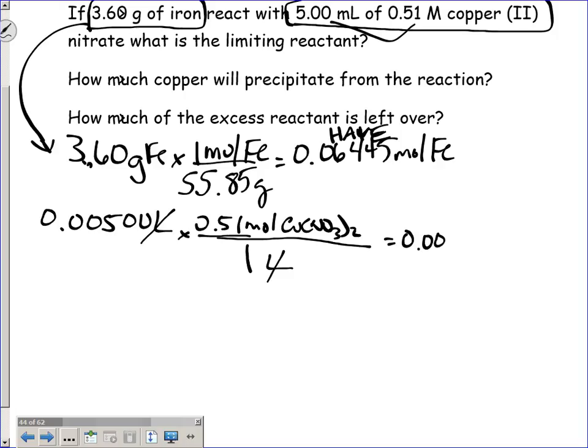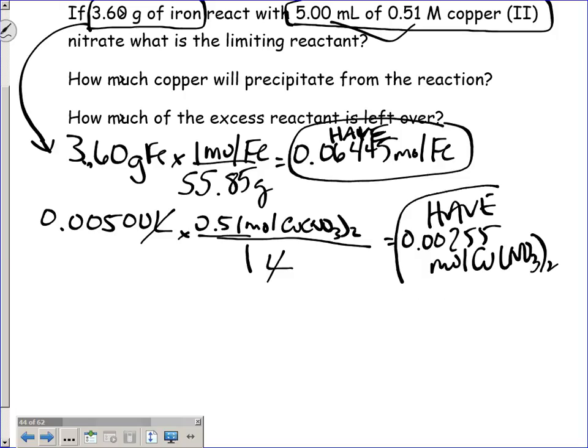0.0025... 255 moles of copper 2 nitrate. Guess what? This is also how much I have. So now we actually found how much I have of both of my reactants.